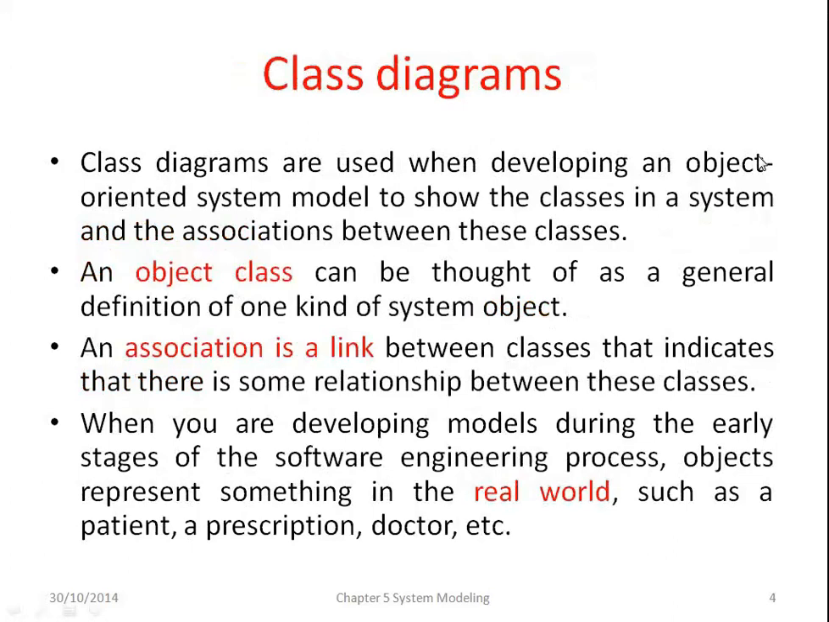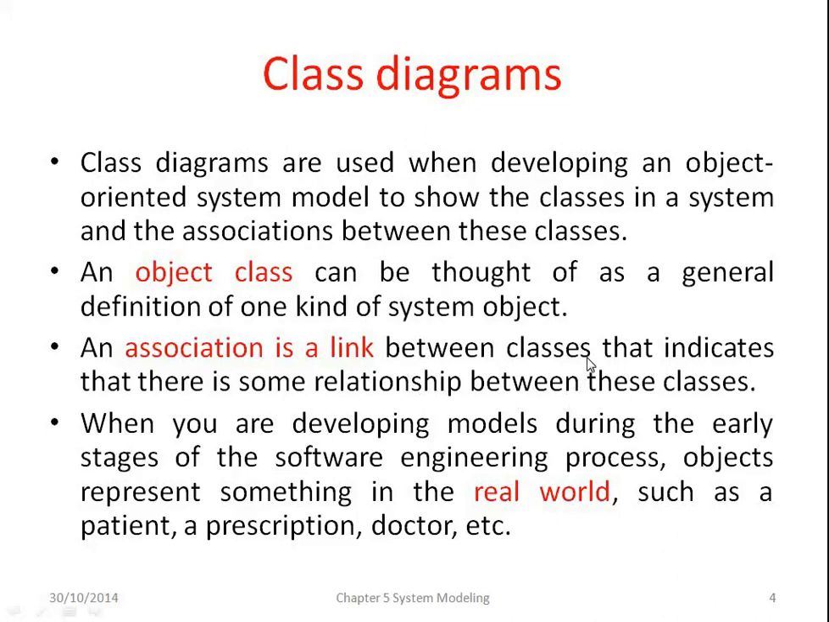So the next point is the class diagram. The class diagrams are used when developing object-oriented system models. When you design an object-oriented system, at that time you have to use the class diagram. The use of the class diagram is to show the classes in the system and the association between these classes. An object class can be thought of as a general definition of one kind of system design. An association is a link between the classes that indicates that there is some relationship between these classes.